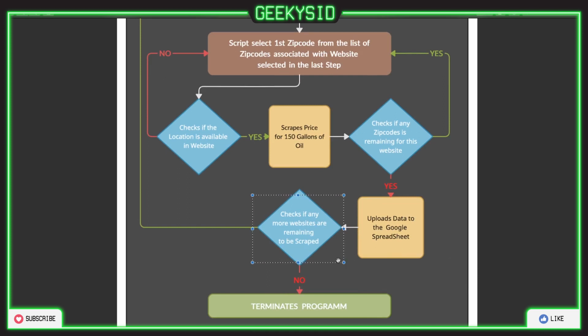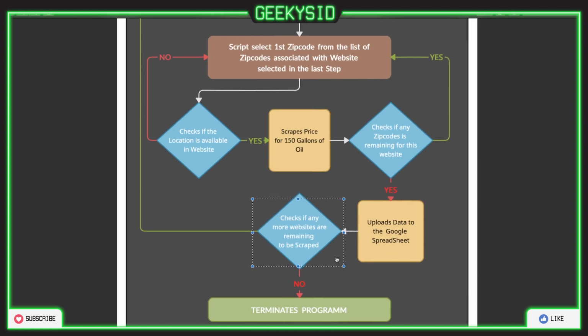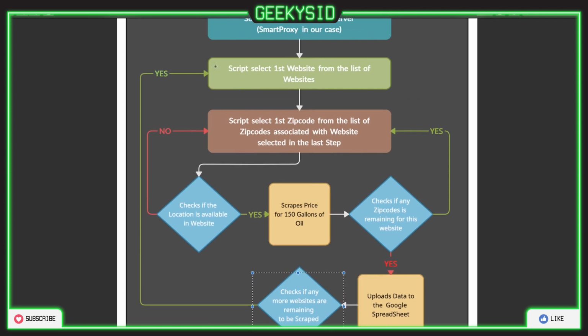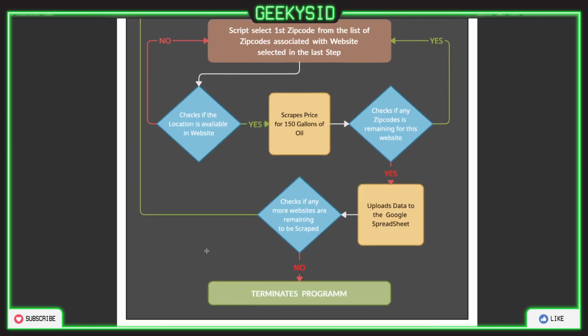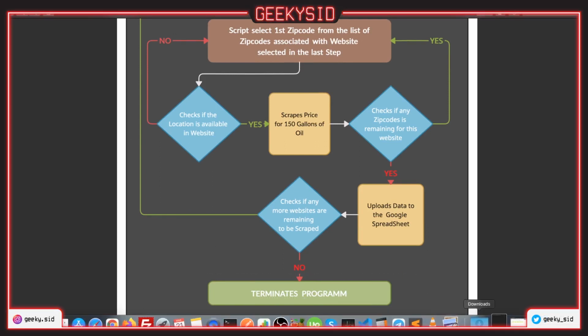Then script will check if there is any website left that is not scraped so far. If yes, the script will return to the second step and select the next website and continue. If no, then the script will simply terminate.